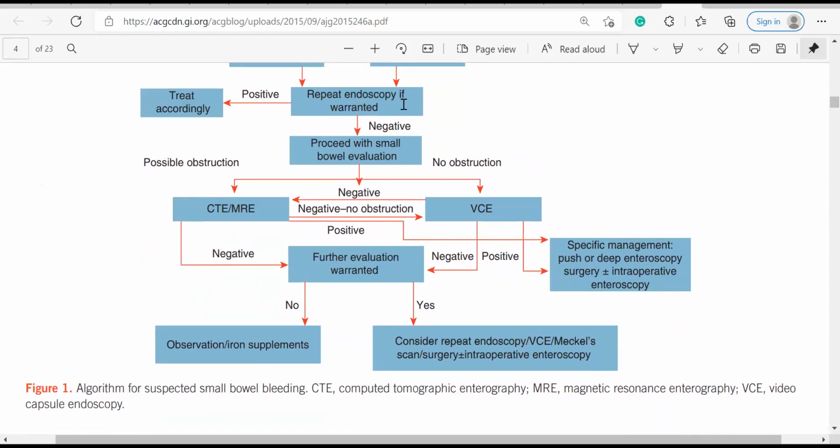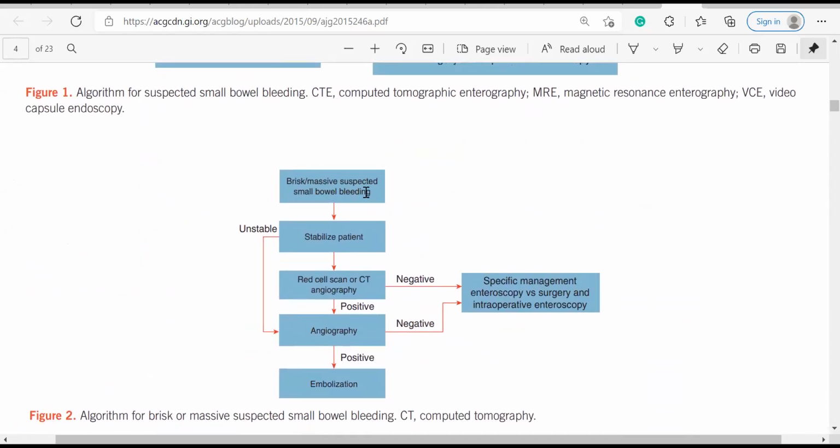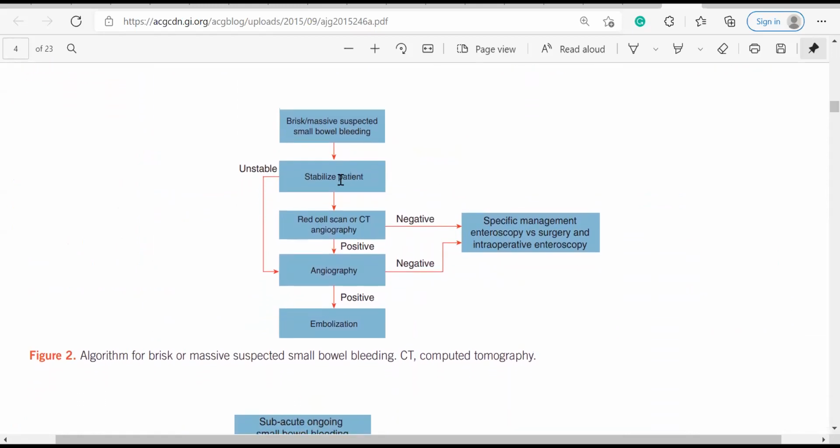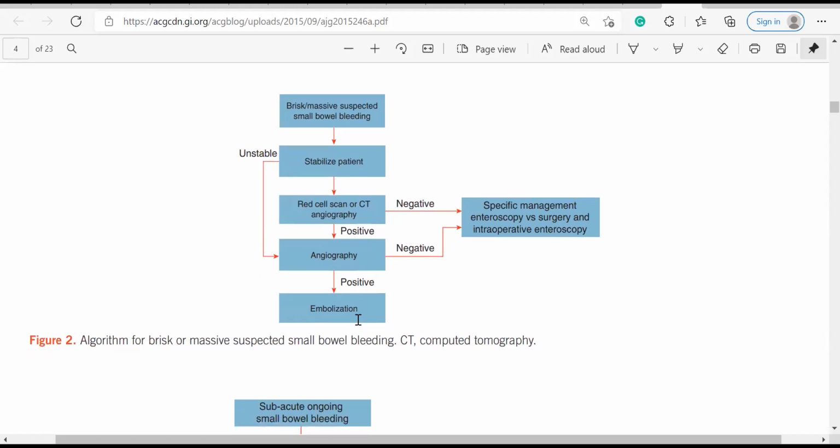So you can do a repeat endoscopy if you want, but initially you would do a video capsule endoscopy. If that is positive, you can go for a CT enterography. Let's say someone having massive suspected small bowel bleeding. You stabilize the patient and you can do either red cell scan or CT angiography. I would rather do a CT angiography first, followed by red cell scan, because this is more available.